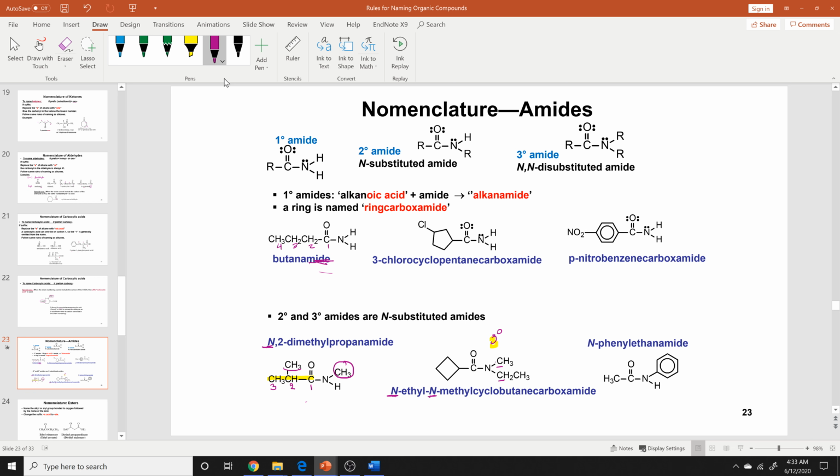Here, this one is an N-phenyl. This is a phenyl. The phenyl is on the nitrogen, so it's going to be N-phenyl, and then this is going to be 1 and 2, and there's going to be an ethane, and it's going to be an amide. We will explain what this term is as we proceed.